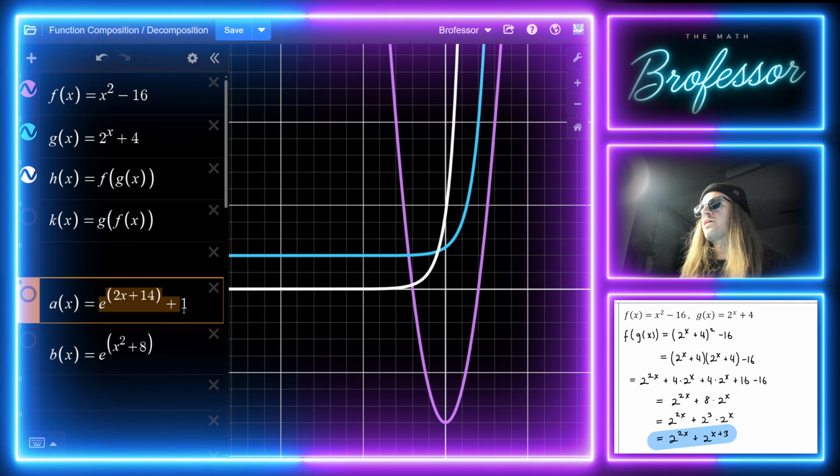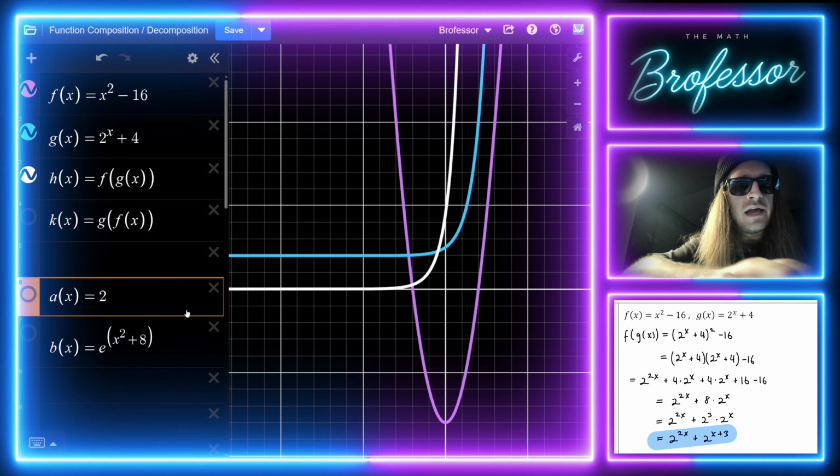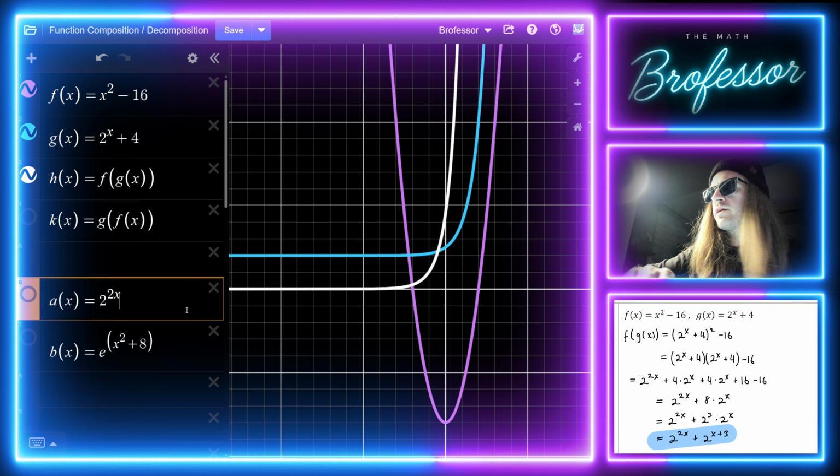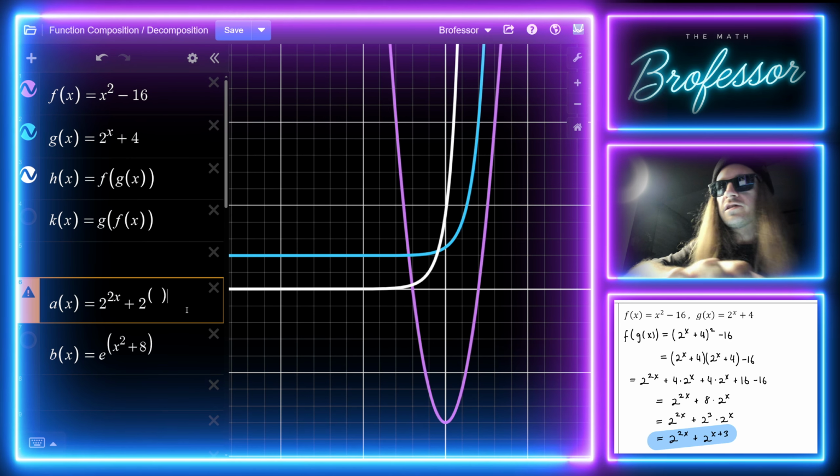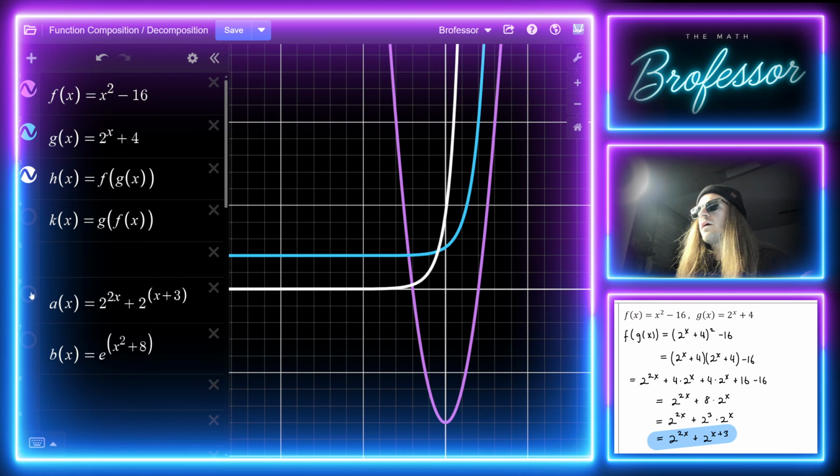Have we typed in our answer yet? No, I haven't typed it in yet. So we ended up with 2 to the 2x. Oh, I didn't need parentheses. All right. Plus 2 to the parentheses x plus 3. And reveal. Hey, we got it. Those are the same thing. Very cool, very cool.